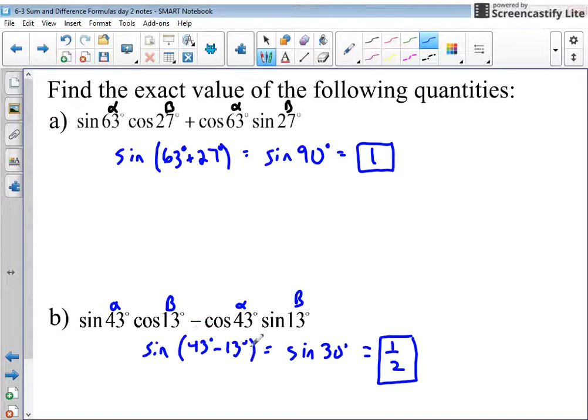Well, if you take 43 minus 13, that is 30. So if you think about it in the unit circle, the sine of 30 degrees is 1/2. Therefore, the answer here is 1/2.